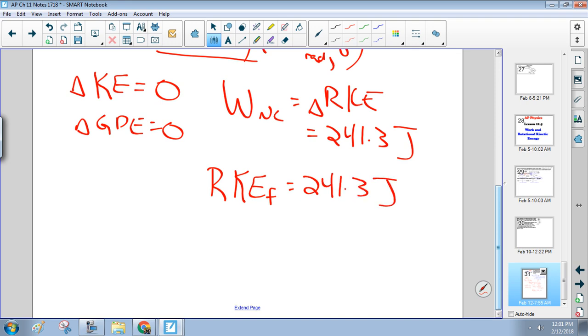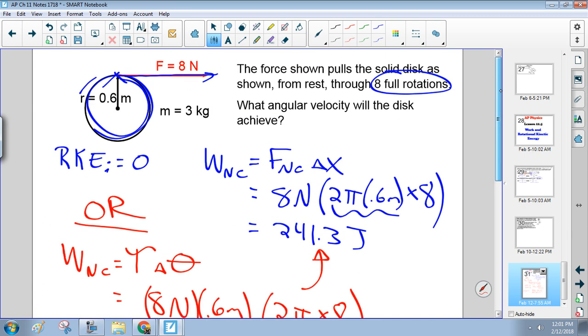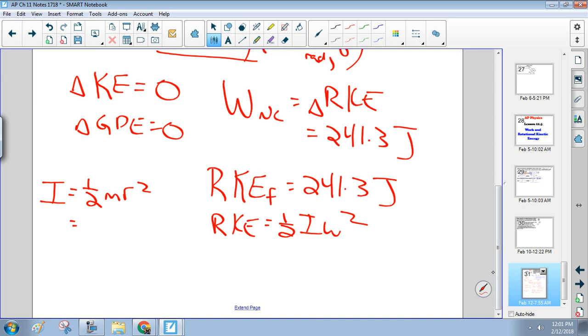Okay, so now, let's see. RKE is 1/2 I omega squared. We've got to take a second and find I, right? So I for a solid disk is 1/2 mr squared. Our mass was a number that I have forgotten, 3 kilograms. So 1/2 times 3 kilograms times 0.5 meters. Don't forget to square it. So you get 0.375. And so now we can solve for omega, right?